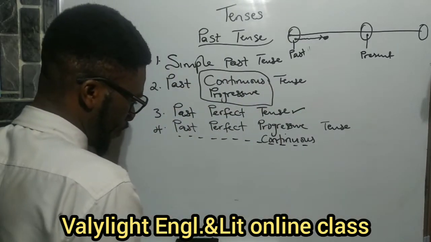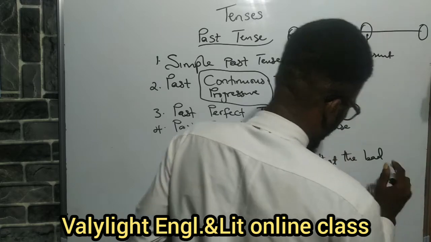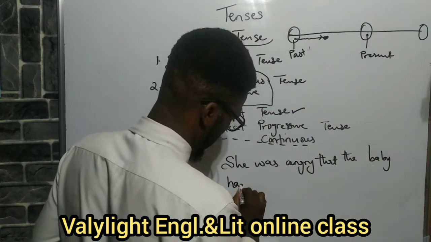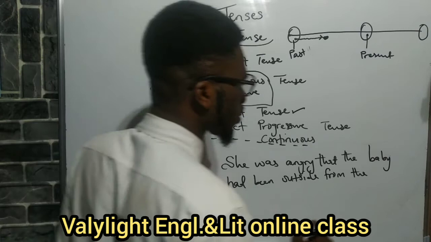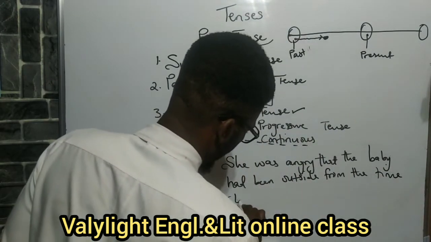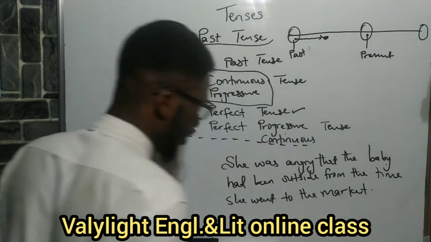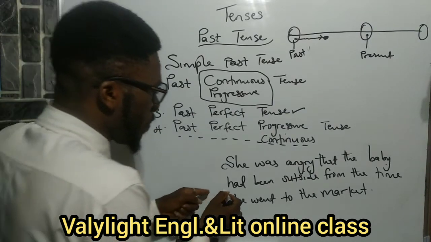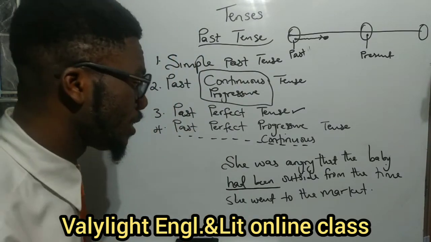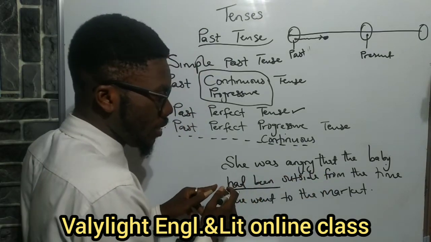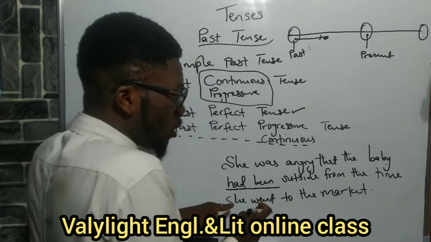Let us use another example. You can have something like, she was angry that the baby had been left outside from the time she went to the market. Now, she was angry that the baby had been outside from the time she went to market. This action of being outside started. It lingered. That is to say, it lingered between the time she left and the time that she came back. And then she was angry about it.